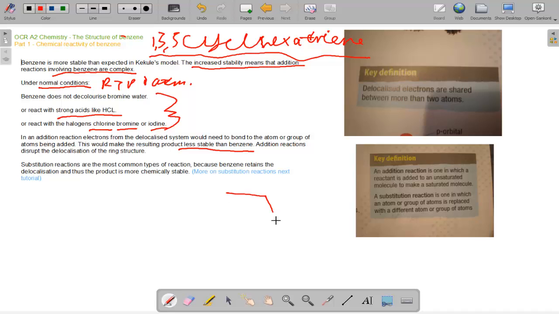next tutorial. So if we have a quick example of substitution reactions, I replace one of my hydrogen atoms on the outside with an R group. I'll call R, like benzoic acid, will be C double bond OH, pretty much anything that can be substituted, it will be substituted, but we need to know what an addition reaction and substitution reaction is. An addition reaction is one in which a reactant is added to an unsaturated molecule to make a saturated molecule, and a substitution reaction is one in which an atom or group of atoms is replaced with a different atom or group of atoms.